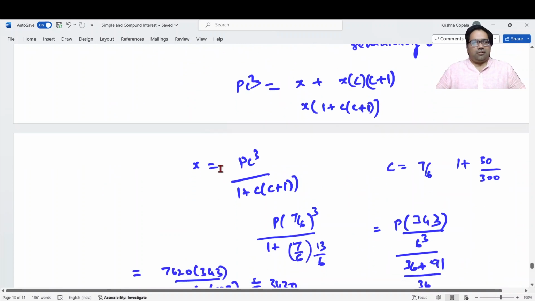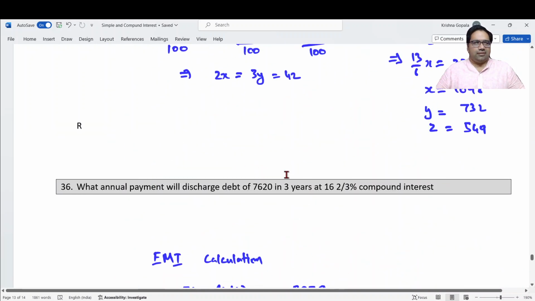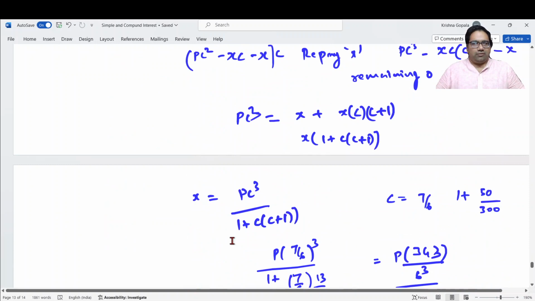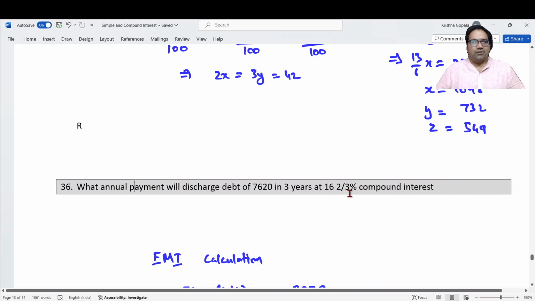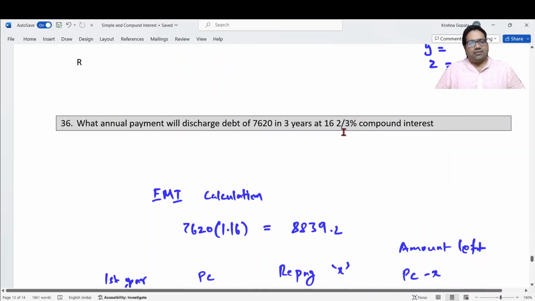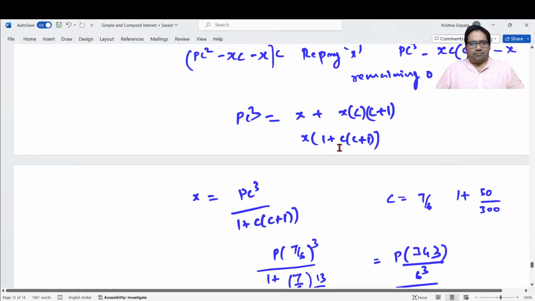Okay, some constant. Now, in this case, P is 7620 and time is already given, and time anyway we don't need to worry. R is given, 16 2 by 3. That means C is equal to 1 plus 16 2 by 3 by 100. Okay, 16 2 by 3 is 50 by 3, right? So 1 plus 50 by 300, which is equal to 7 by 6. C equal to 7 by 6.